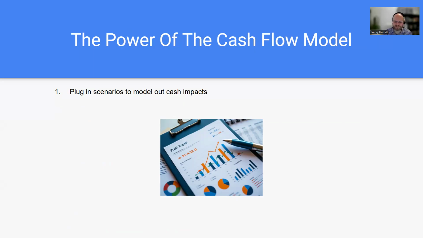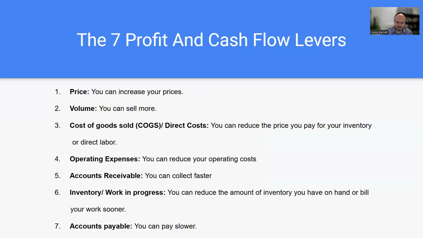So this is something that we help our clients with: we have a cash flow model and we're able to plug in different scenarios. It's nice because you can see the future before it happens and it can inform your decision making. Maybe instead of focusing on your operating expenses, for example, you feel like those are in a good spot and you could only reduce those by, let's say, a couple hundred dollars.